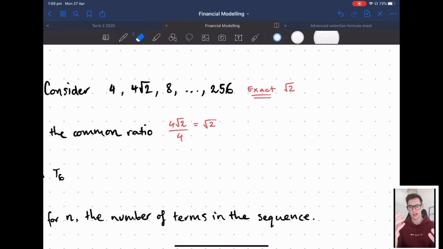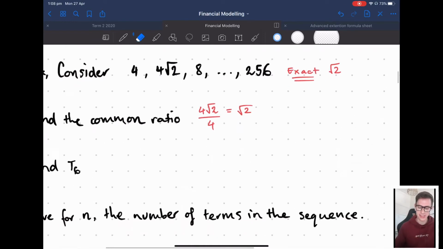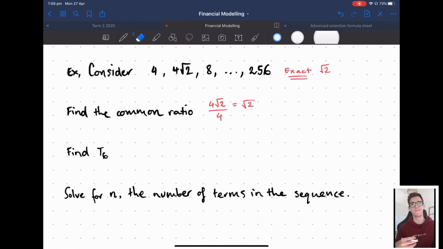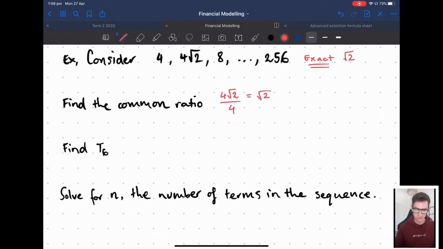Some do, computers will most of the time, but if you type it into your calculator, you will get a decimal. So if it said exact anywhere, you would do it as a surd, and you'd have to do some algebra to keep it as a surd. We're going to treat it that way, but technically this question doesn't say exact anywhere, so you could get away with it. So we found the common ratio, which was root 2.